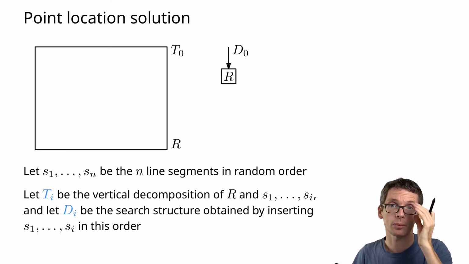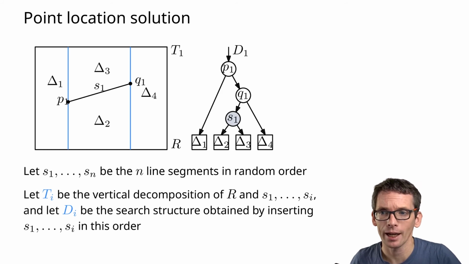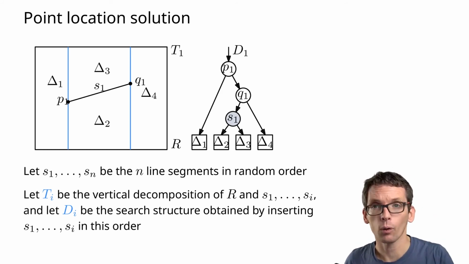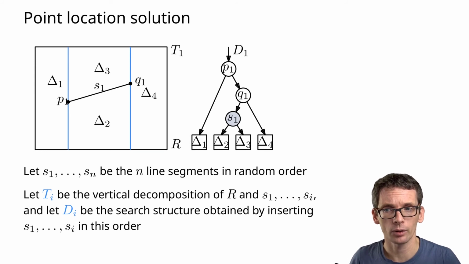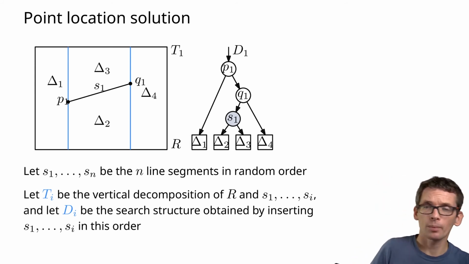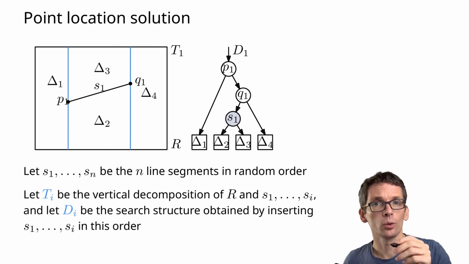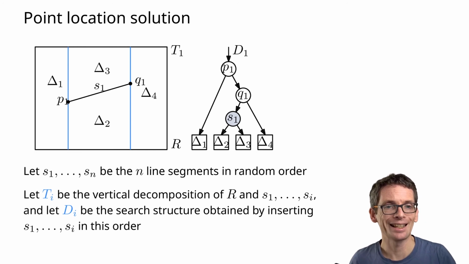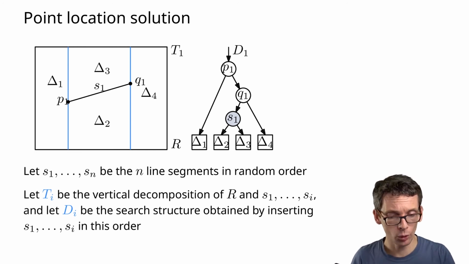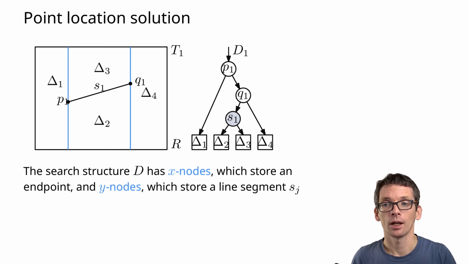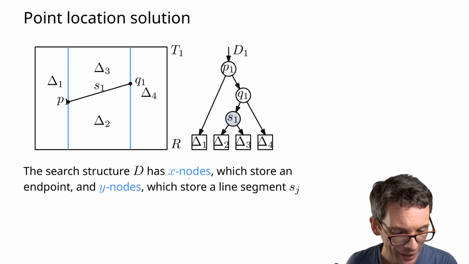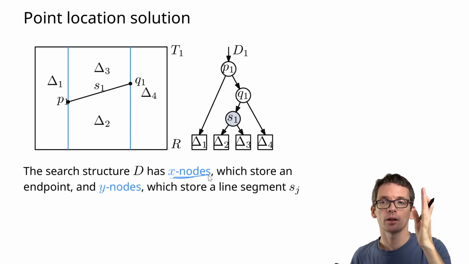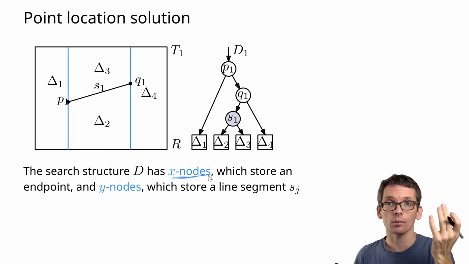Let's insert our first segment. So let's say we insert S1. So here we have S1. S1 will result in 4 trapezoids, delta 1 to delta 4. And we're going to build a search structure that allows us to find, for a given query point, which trapezoid it is contained in. This search structure will have 2 types of nodes, namely X nodes. At an X node, we're going to test whether the point that we're querying with is to the left or right of that node.